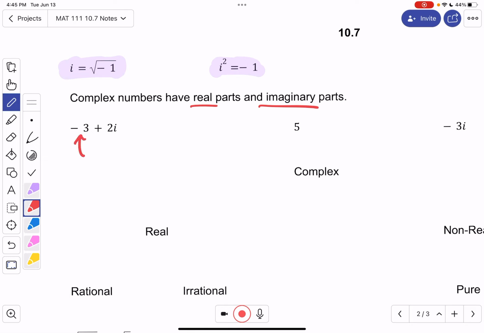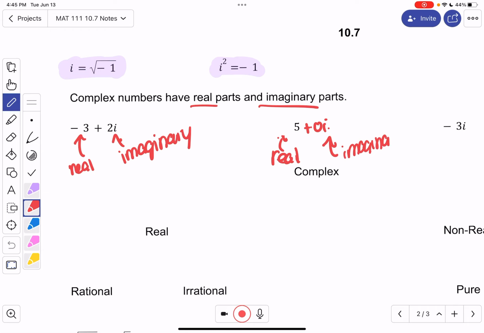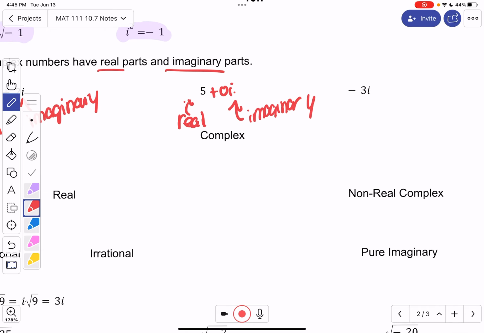The real part for this one is -3. The imaginary part is the part with the i, imaginary. So 5 could be written as 5 plus 0i. So 5 is real, 0i is imaginary. And then over here, we could also say 0 minus 3i. So 0 is real, -3i is our imaginary.